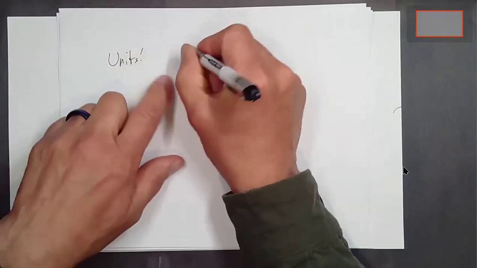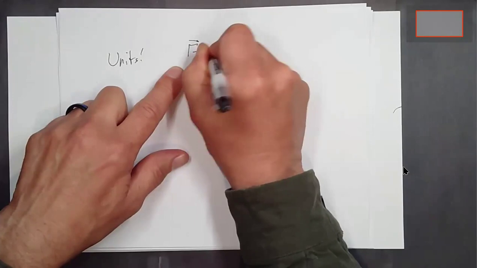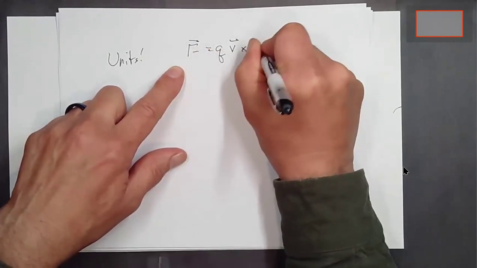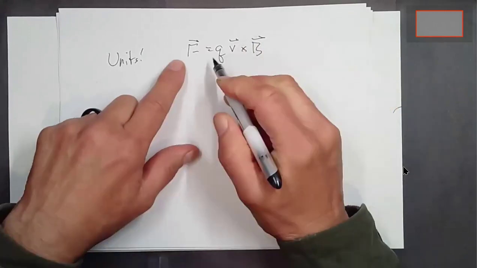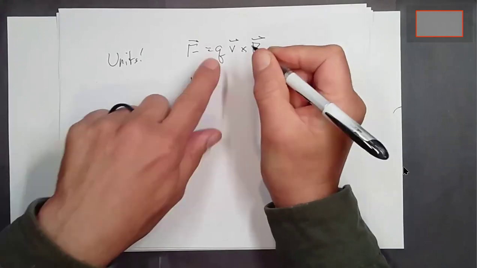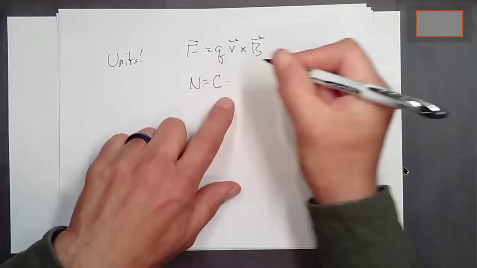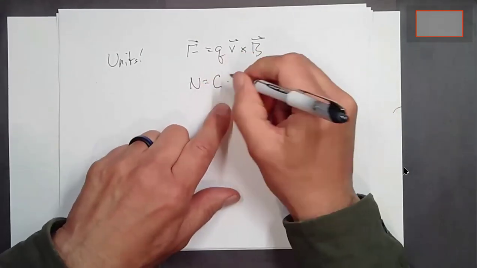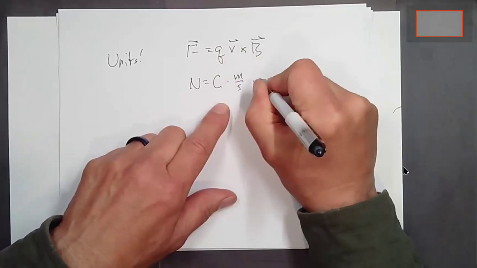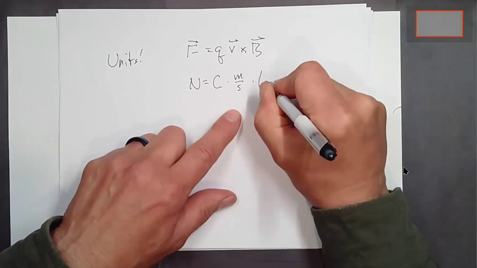Okay, well, we've got this F equals QV cross B for the expression. We know the units of force, those are going to be newtons. Units of charge will be coulombs. Units of V will be meters per second, and then we'll have the units of B somehow.